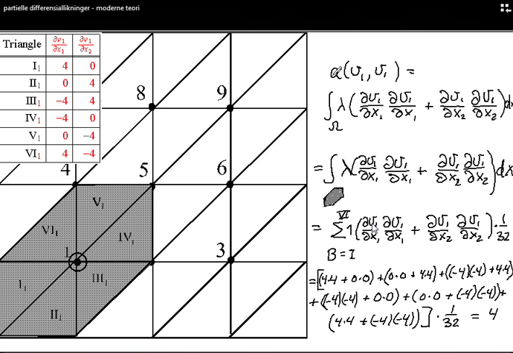So we multiply this together with the area for all of these triangles. Start with the first triangle, and from the table we know the values of all these partial derivatives. Start with this. This is 4 in the first triangle. This is 0.